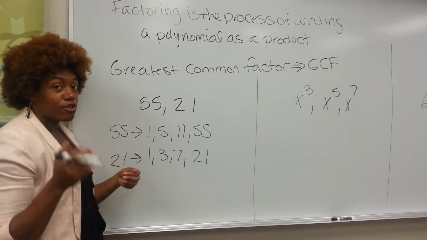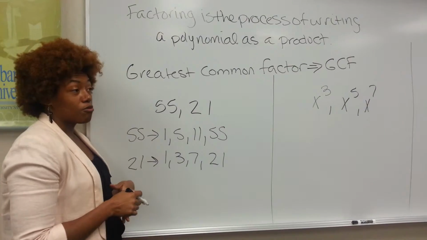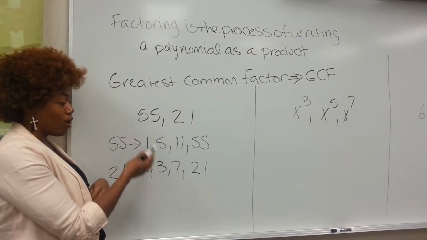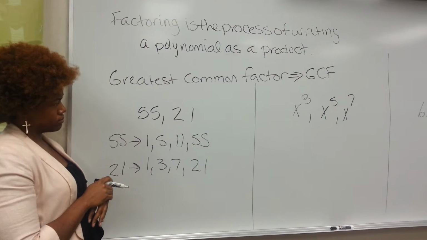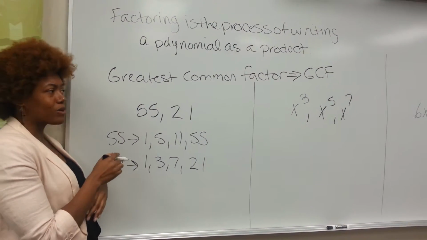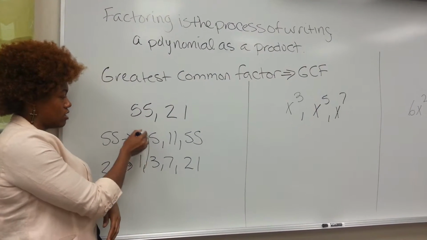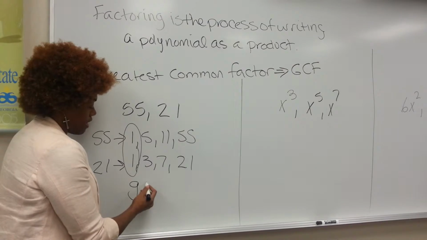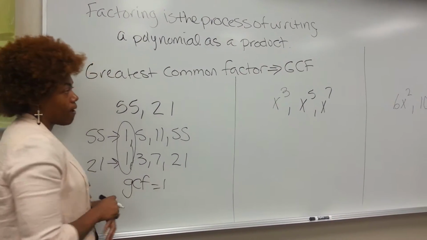Now when we're talking about the greatest common factor, it will be the highest number or the highest factor that both terms multiply to be. Did I forget a number? No. So what's the greatest common factor here? Well, it would just be 1. So my GCF here would be 1.